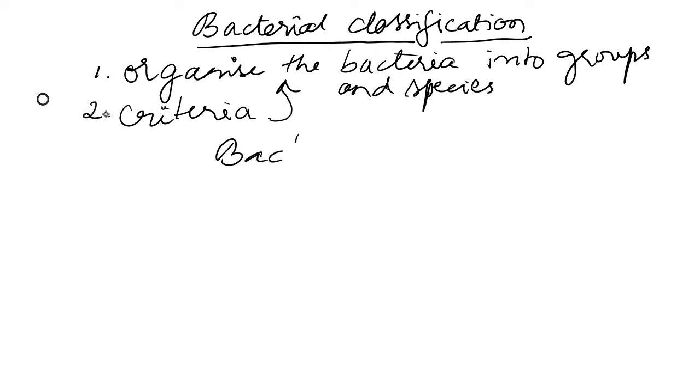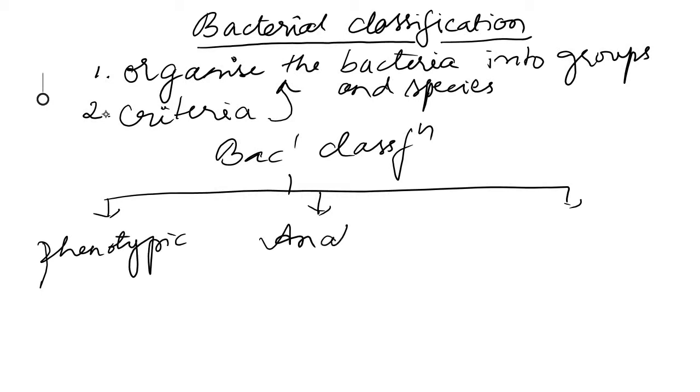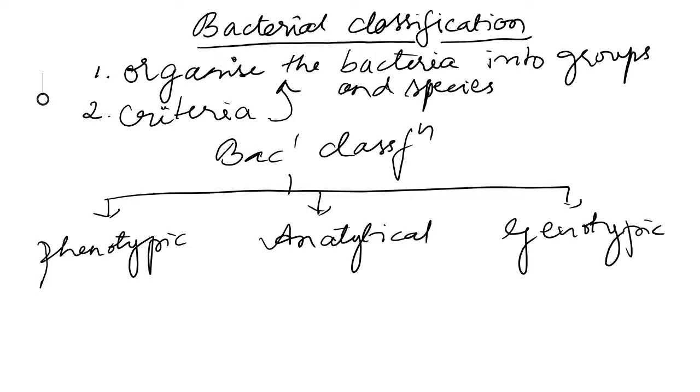Now, what are the ways you can do bacterial classification? Bacterial classification can be done in mainly three important ways. Number one, phenotypic classification. Number two, analytical classification. And number three, genotypic classification.